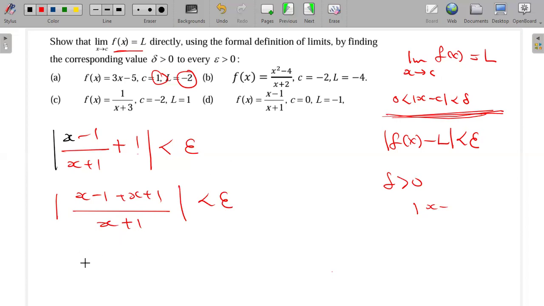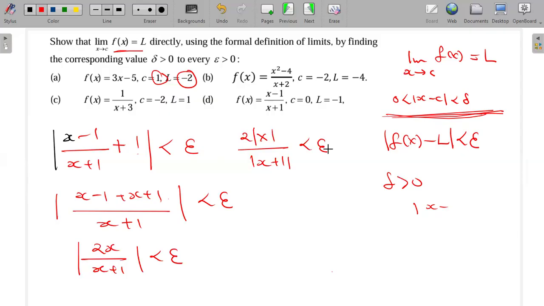So what is this going to be? This is the modulus. On top, you're going to have 2, and there you get 0, so you get 2x over x plus 1, which is less than epsilon. Now we are bounding what we have on top. So I can move the 2 there, so that I have the modulus of x over the modulus of x plus 1, less than epsilon.